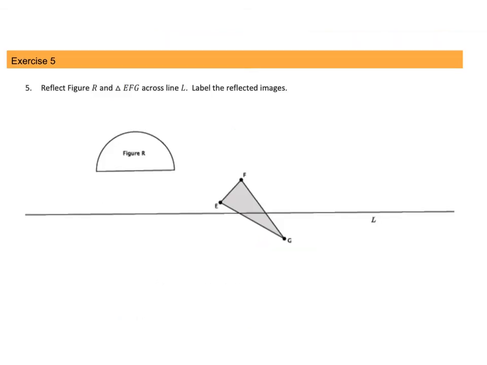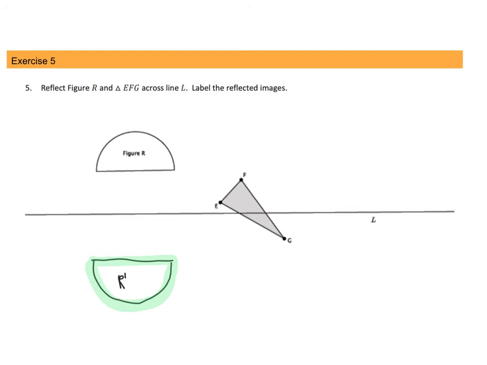All right, this one's a little bit more difficult. Go ahead and pause the video and then reflect figure R and that triangle across line L. Okay? And then come back and press play. All right, the first one I did was super easy and I didn't want to even record myself doing it. We have R prime down here. Again, not perfect at all.